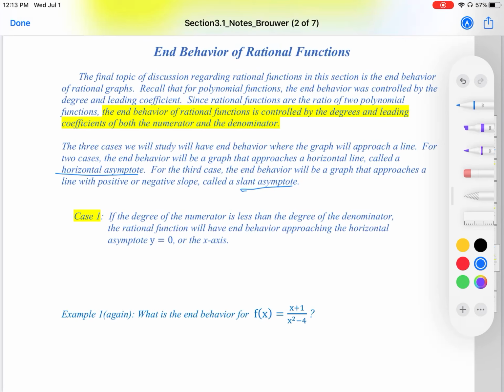Case 1. If the degree of the numerator is less than the degree of the denominator, the rational function will have end behavior approaching the horizontal asymptote y equals 0, the x-axis. So this is a type of horizontal asymptote. This is horizontal asymptote case 1. If the degree of the numerator is less than that of the denominator, we're going to have a horizontal asymptote at 0, which is the x-axis.